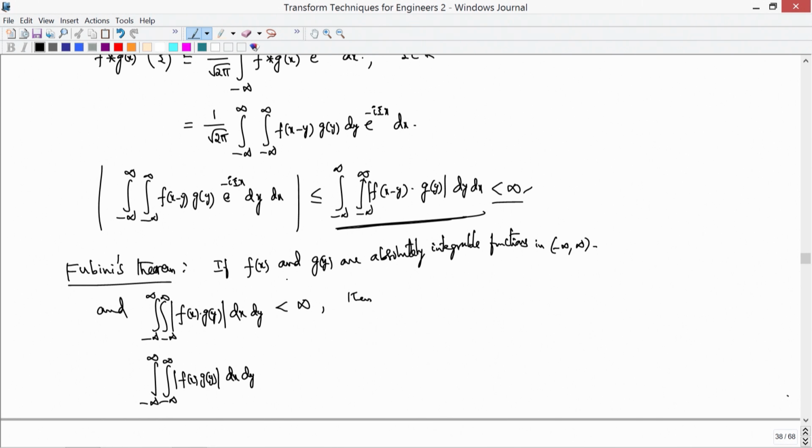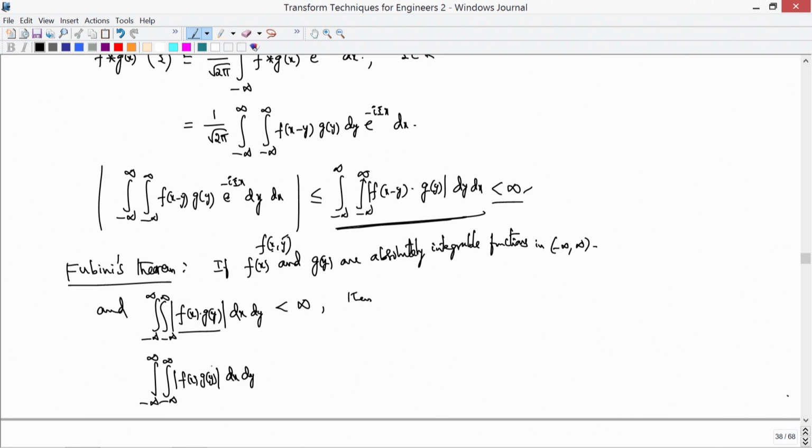rather, to be more general, you can write f(x, y) as a two variable function. For any fixed x, f(x, y) is an absolutely integrable function from minus infinity to infinity. If you fix y, f(x, y) as a function of x is an absolutely integrable function in minus infinity to infinity. Suppose this double integral, the double integral of the modulus of f(x, y) dx dy, is finite, then what you get is modulus of f(x, y).